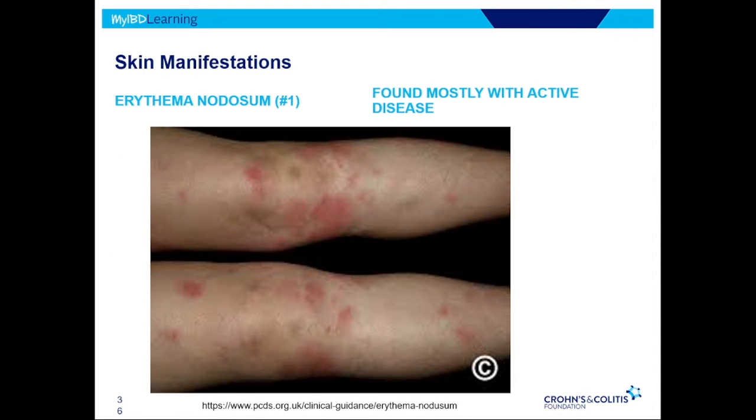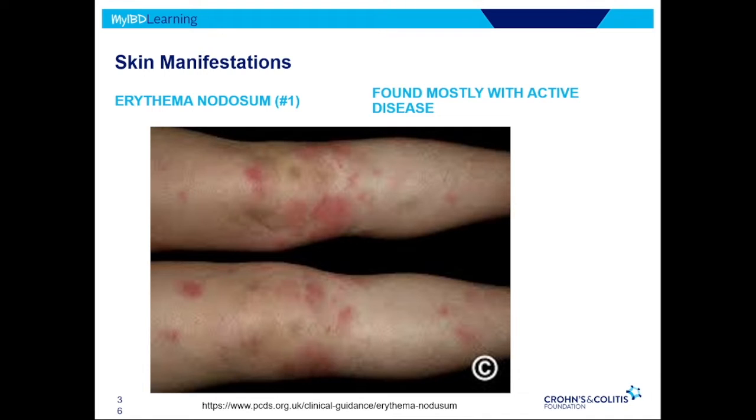So this is something called erythema nodosum. These are small, painful lumps. They typically present on the legs. And this is something just to be on the lookout for. So this is found mostly with active disease.